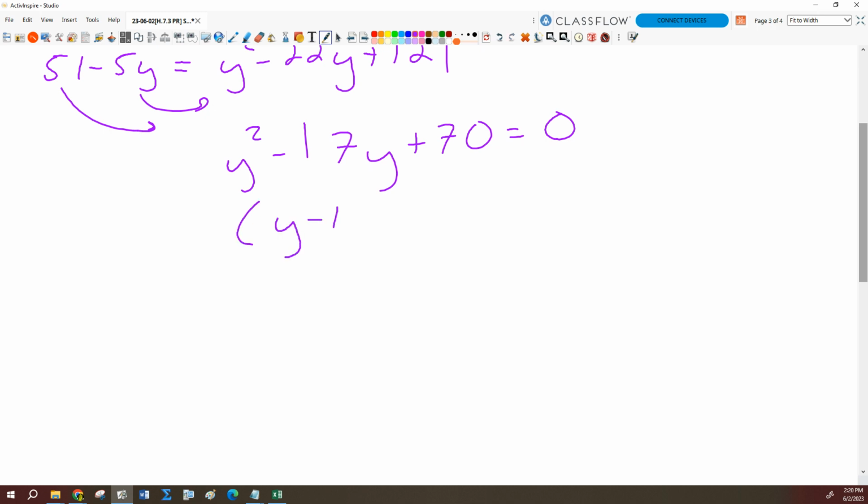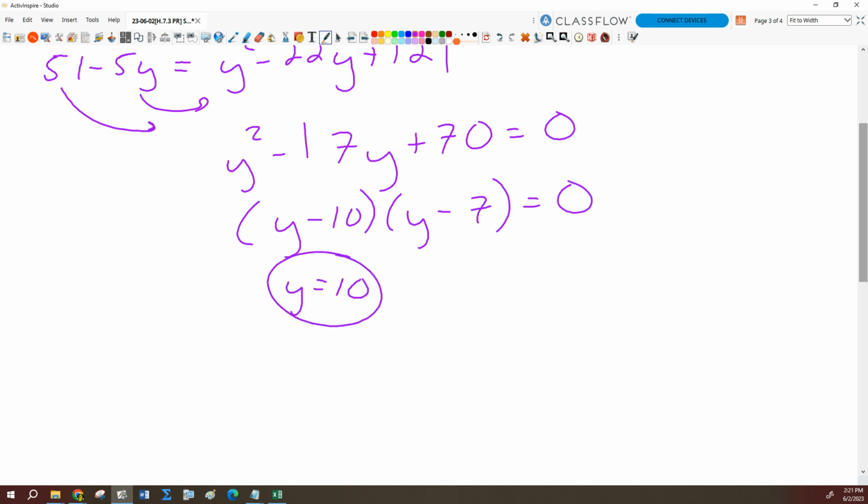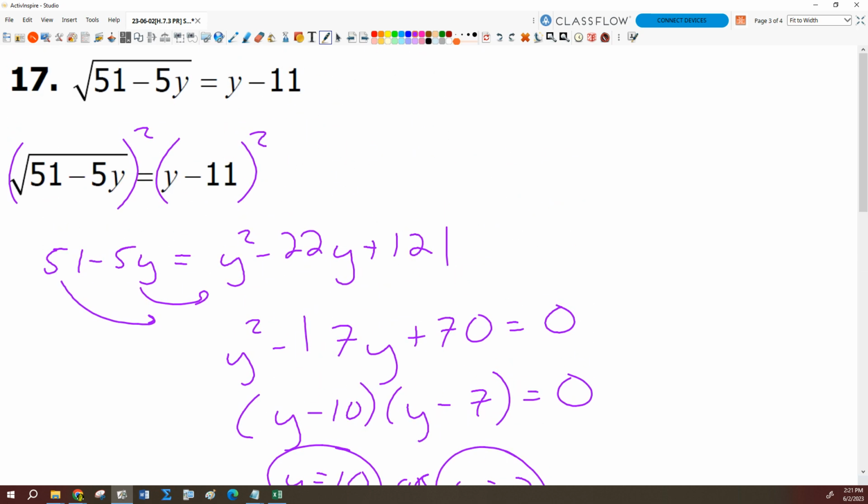Okay, y minus 10 and y minus 7. So what zeros does that give us, or what solutions does that give us to that equation? Okay, we done? Okay, what do I have to do? Check them. Okay, so we'll go back up to the top and check those.